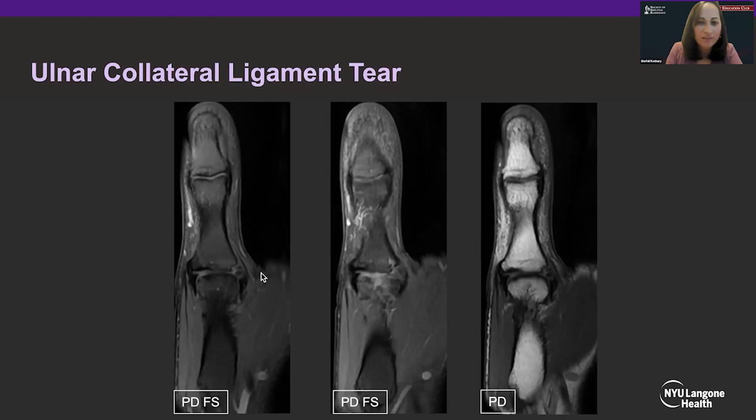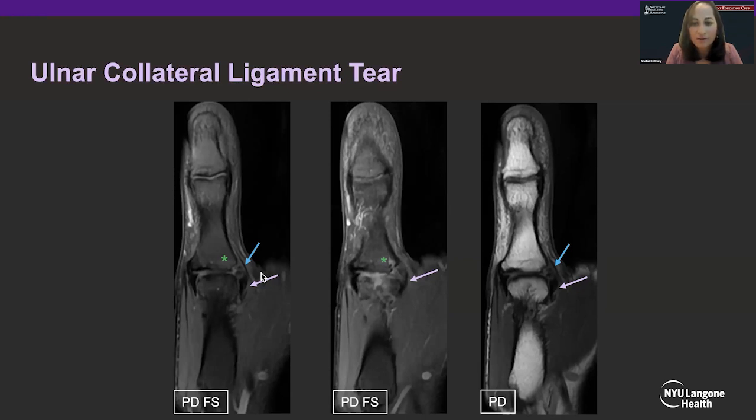So we can see here, this black structure is our ulnar collateral ligament. It's torn off of the first proximal phalangeal base. Right here, we can see the gap. This small low signal intensity structure is that avulsion fracture, and we can see the cortical defect here at the ulnar aspect of that first proximal phalangeal base with some marrow edema within the proximal phalanx.